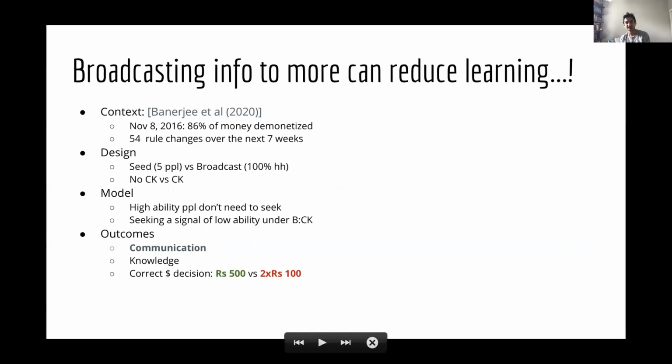Okay, here's my headline example here. Broadcasting information to more people can reduce learning. When you look at the top of this, you're going to ask yourself, why on earth would we have done this experiment? And the answer is, if you think about image concerns, it seems obvious.